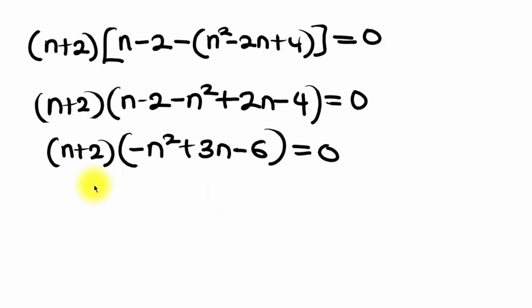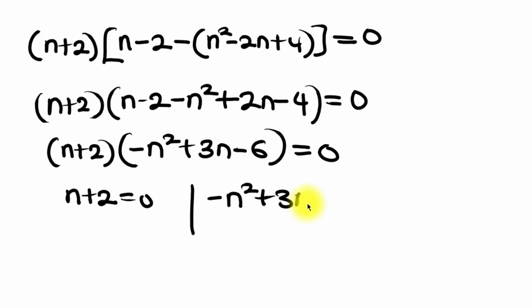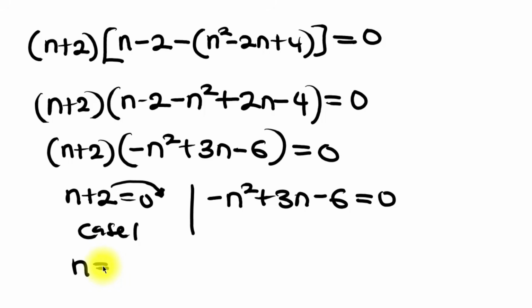Now we have two cases. We have n plus 2 to be equal to 0. And we have negative n squared plus 3n minus 6 to be equal to 0. Now for our first case, let's just call this case 1. We can easily get the value of n by moving this 2 to the right hand side. So n will be equal to, as 2 crosses, it becomes negative 2. So this is one value for n.